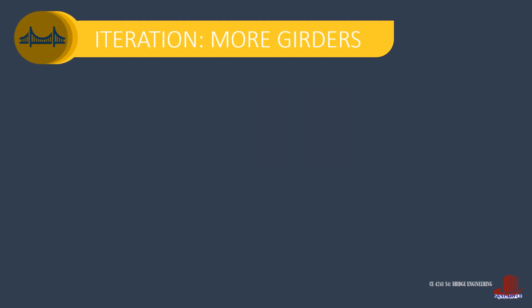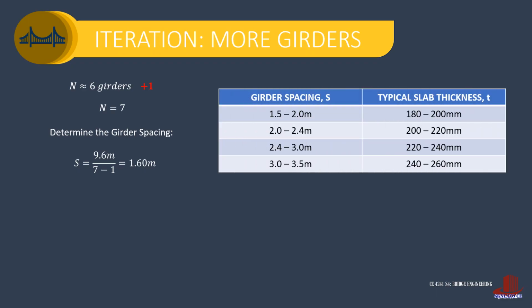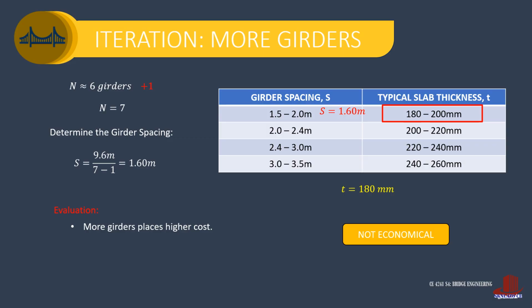How about iterating it with more girders? From n of 6 girders, we now use n of 7. The girder spacing is then computed as 9.6 meters over 7 minus 1, which results to 1.6 meters. From the table, 1.6 falls within the range of 1.5 to 2. Then the slab thickness ranges from 180 to 200 mm. Say we assume the thickness as 180 millimeters. Although the slab becomes thinner, there are more girders, which makes the construction costlier.